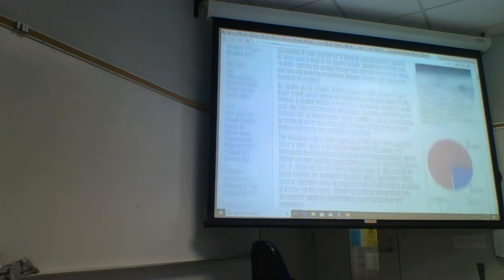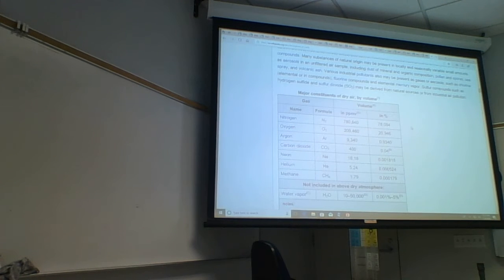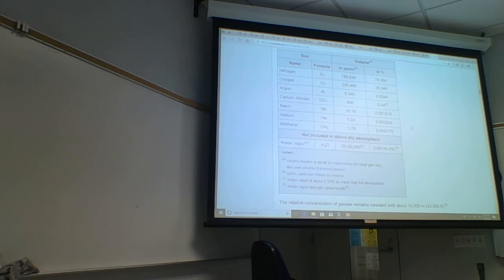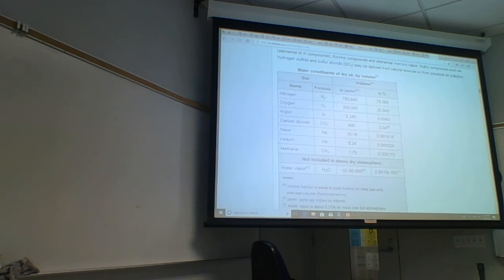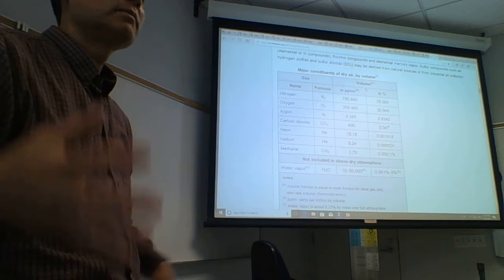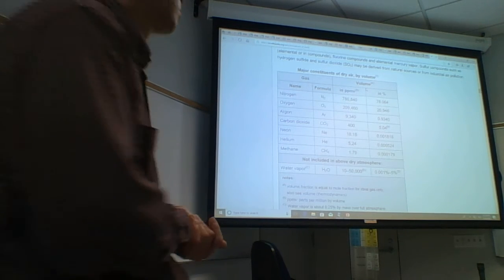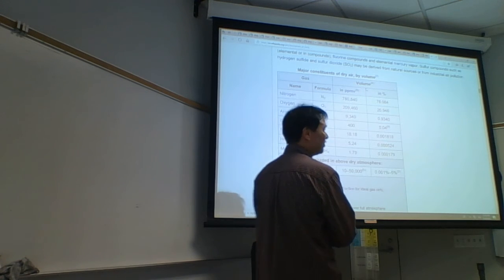And it turns out, look at this, it's a volume percentage. But you know, volume percentage, we know Avogadro's law. What does Avogadro's law say? The volume is directly proportional to the number of moles. And so a volume percentage is the same as a mole percentage.